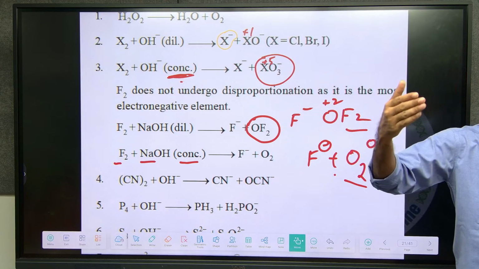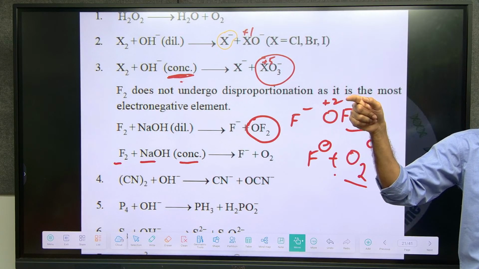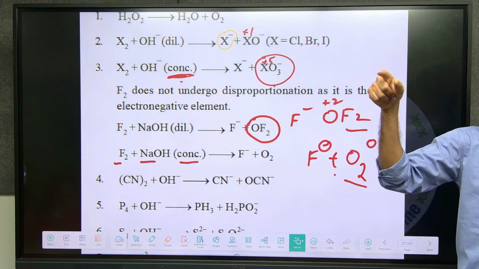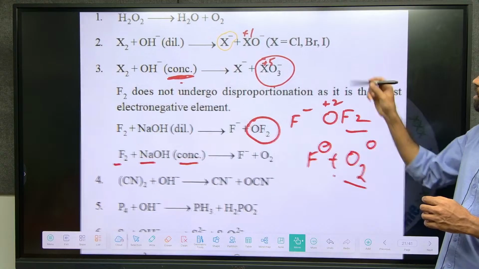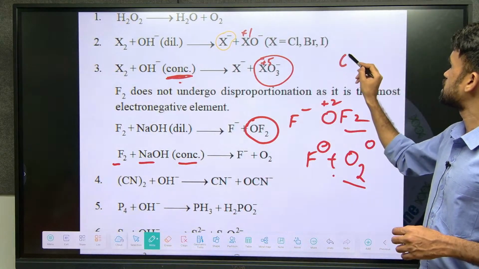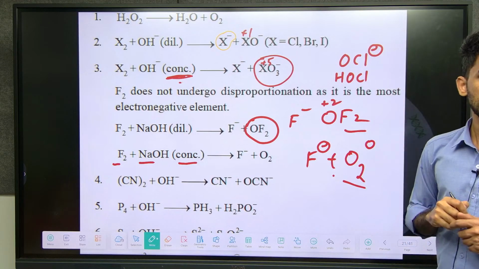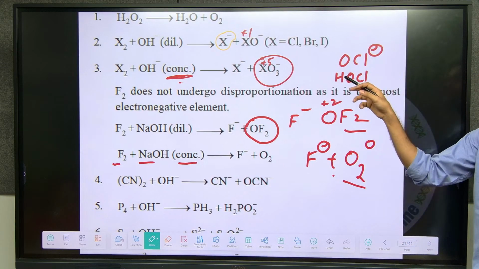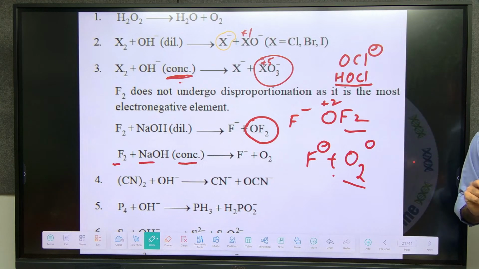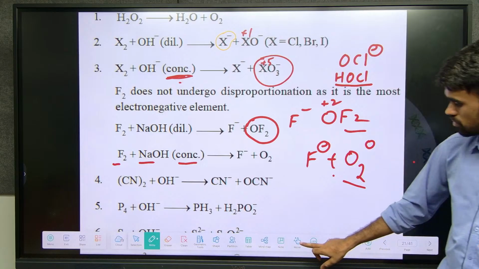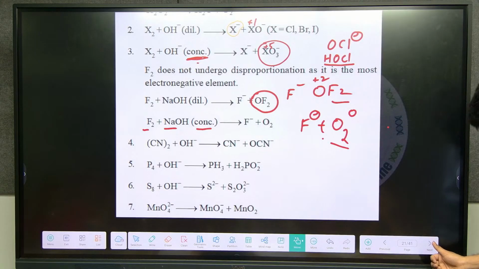Like chlorine in dilute NaOH, gives chloride ion plus OCl minus. Instead of giving OCl minus, they may give HOCl. HOCl is nothing but OCl minus with a proton added from water. So this is called hypochlorous acid. Okay, that's it. Remaining reactions also work in the same way.